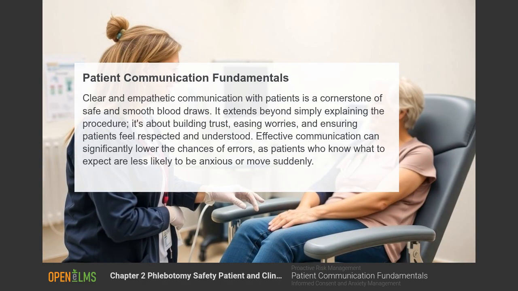Patient communication fundamentals. Clear and empathetic communication with patients is a cornerstone of safe and smooth blood draws. It extends beyond simply explaining the procedure. It's about building trust, easing worries, and ensuring patients feel respected and understood. Effective communication can significantly.